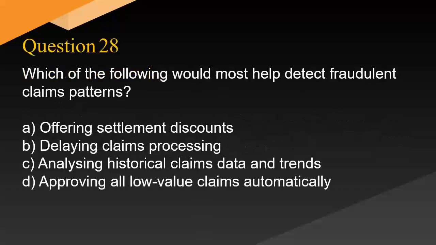Which of the following would most help detect fraudulent claims patterns? A. Offering settlement discounts. B. Delaying claims processing. C. Analyzing historical claims data and trends. D. Approving all low-value claims automatically.